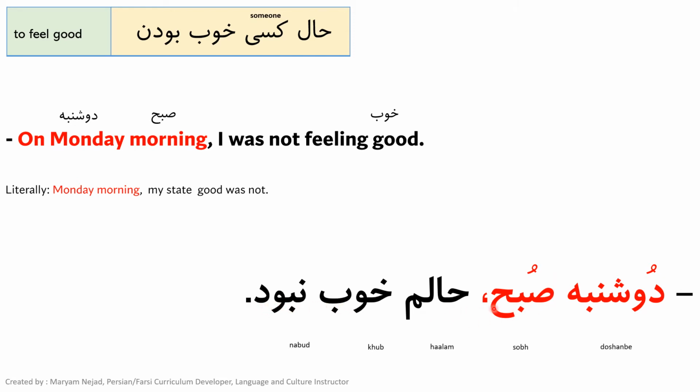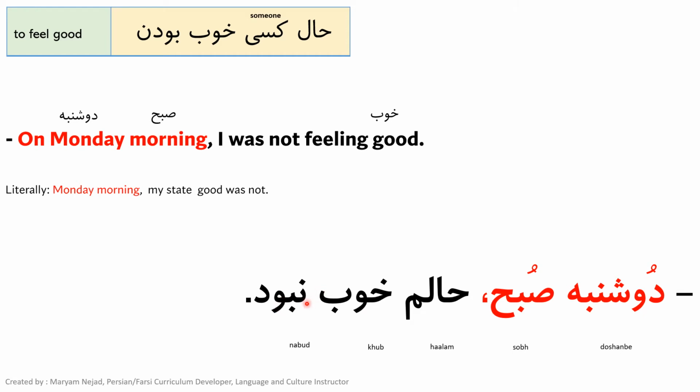So as you can see here, Monday morning, so that's easy, and then حالم. So here, hal, what is this letter mim here? This is the possessive suffix for man. So halam means my state. And then good was not.